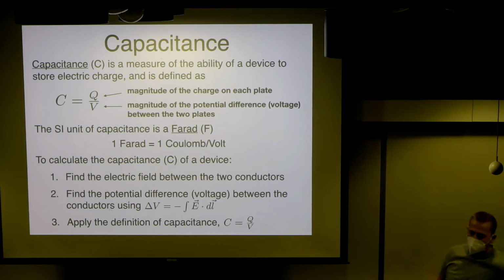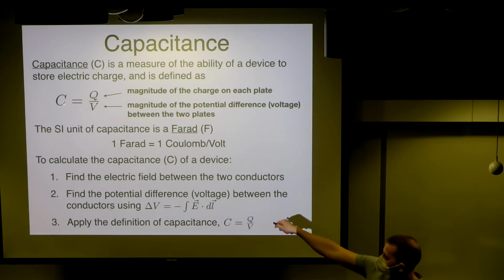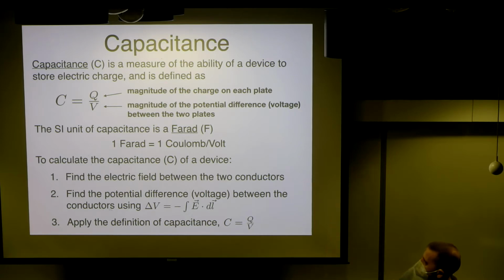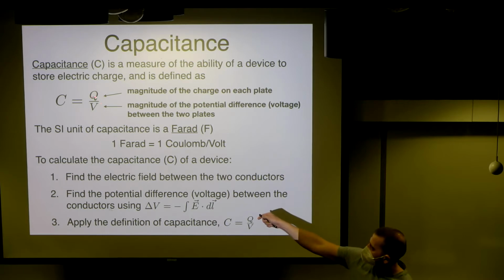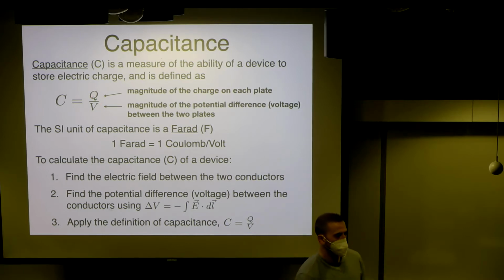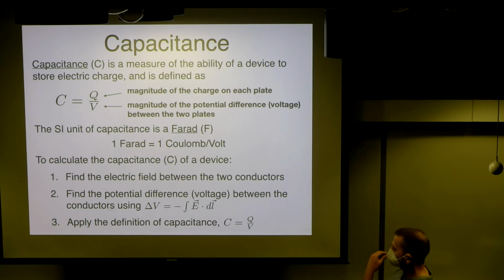So this is a little bit more suggestive to see what capacitance really means, right? Because if C is equal to Q divided by V, well, Q is just the magnitude of the charge accumulating on each plate, and V is the magnitude of the voltage or potential difference between the plates. So it's how much charge you get per unit of voltage accumulating on the plates. That's how you want to think about this.